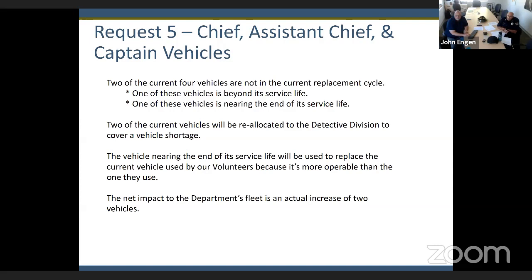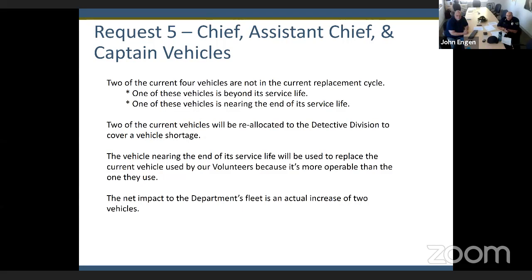Did that answer your question? I think so. Not seeing other hands from council members, you can go to number 5. Okay, request number 5 is for command staff vehicles. It's an ask for 4 vehicles.